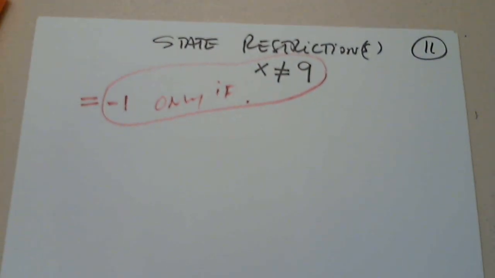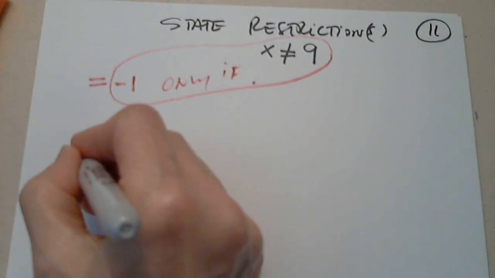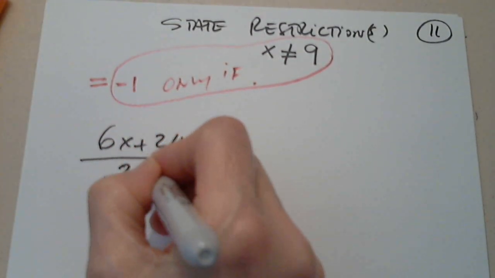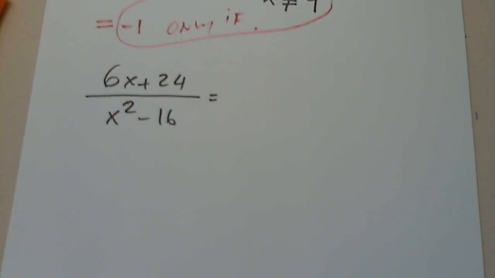Moving on. Here's the next one. 6x plus 24 over x squared minus 16. They're asking us to simplify this. Get the simplified form, of course, including the restrictions. Your book doesn't do that. That's wrong. I want you to understand that the restrictions are key.